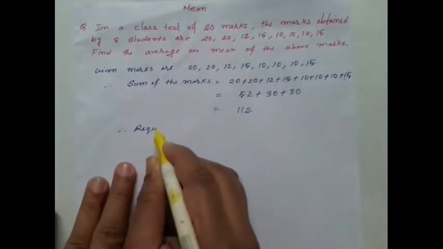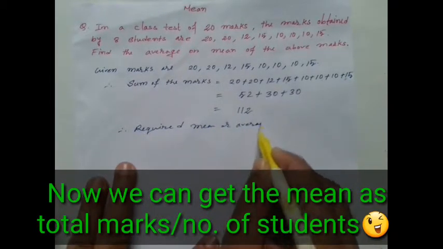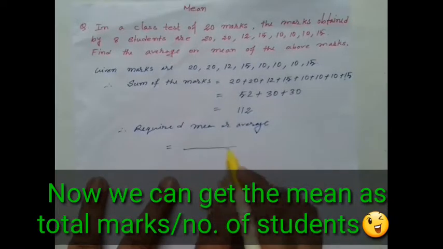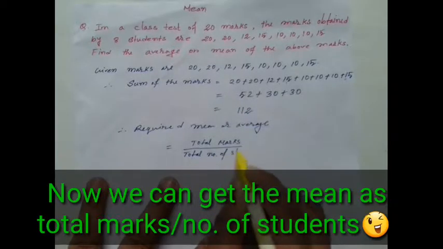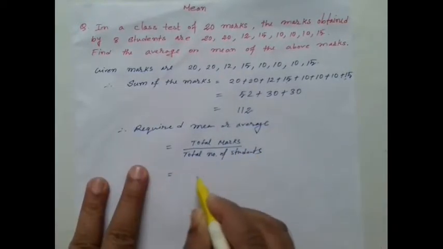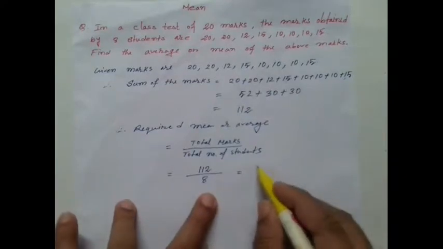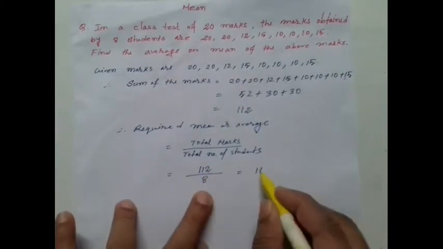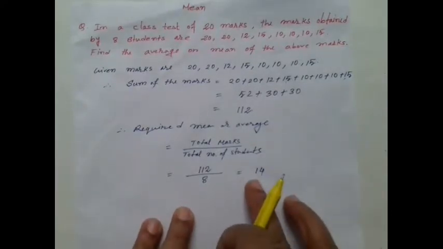Therefore, the required mean or average equals the total marks divided by the total number of students. Now the total marks we got is 112 and there are 8 students, so 112 by 8. Now I have to divide. 1 is 8, 14. So we got the answer that the mean is 14, or average 14.